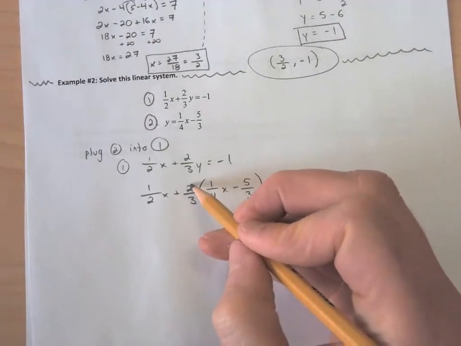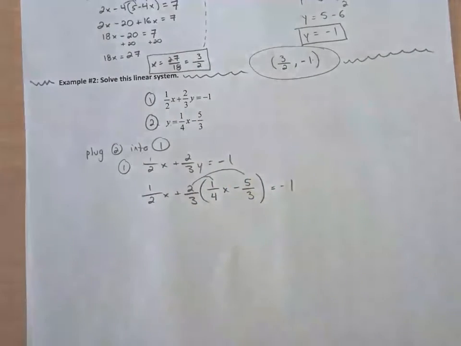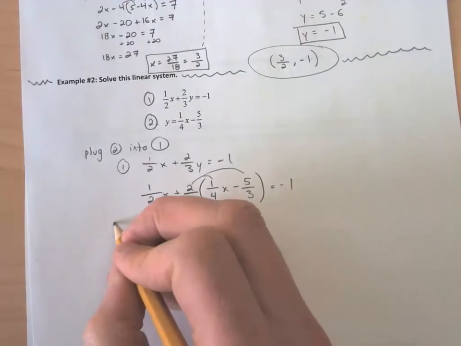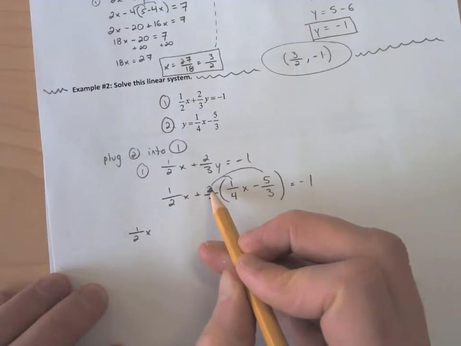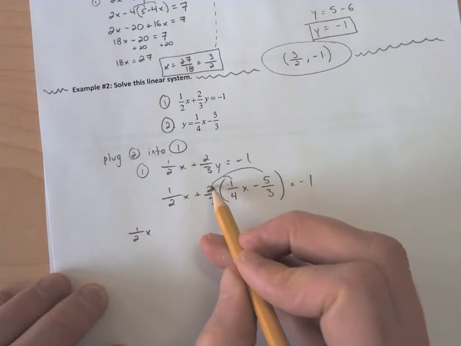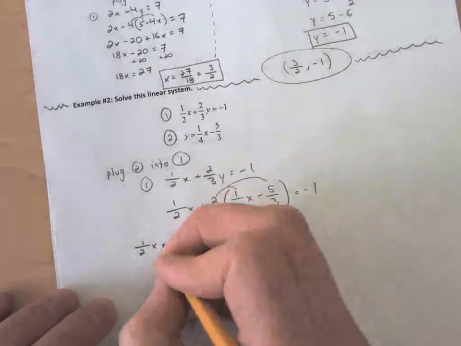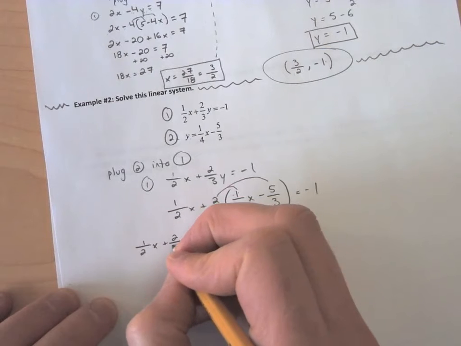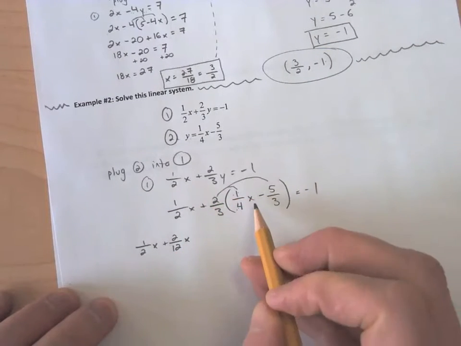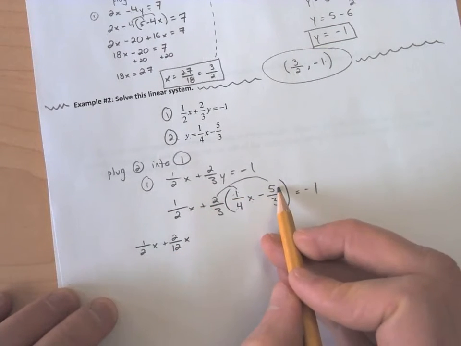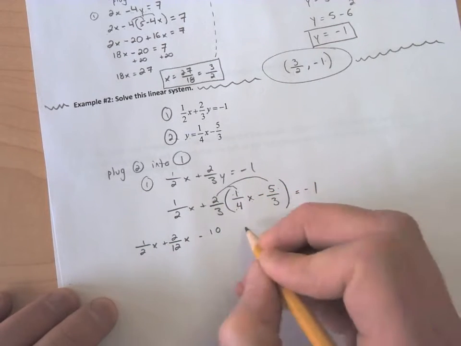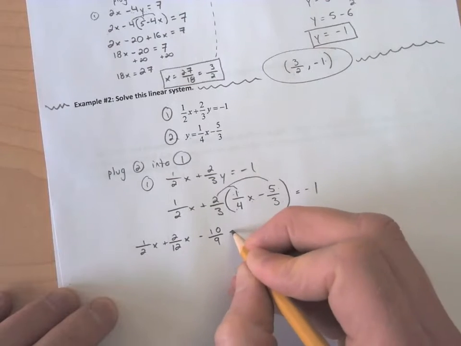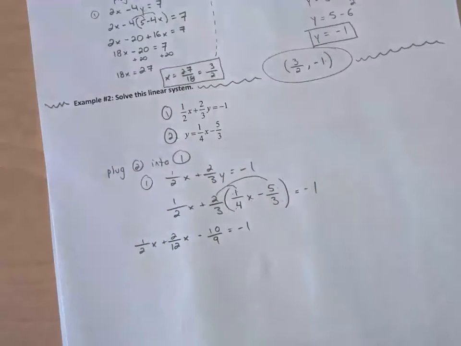First step, just like last one, we have to distribute into those two terms there. So I'm going to rewrite that 1 over 2 x. And then with multiplication, you go top times top, bottom times bottom. So it's going to be plus 2 over 12 x. And then we go 2 times negative 5, gives us negative 10. And then 3 times 3 will give us 9. And this will equal negative 1 again. So now I got rid of the brackets, and it's a little more simple.